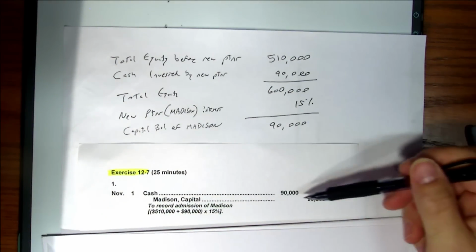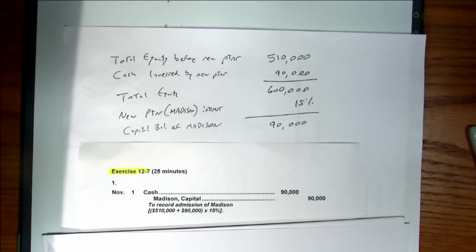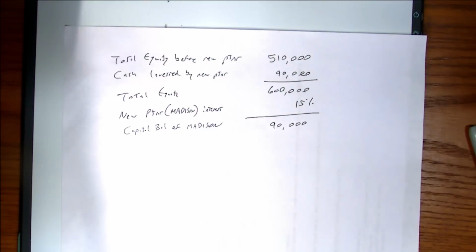We debit cash for 90,000, credit Madison Capital for 90,000. Do you agree? Yes. Okay. That one's pretty easy. Let's go to the next one. What if the cash invested is not 90,000, but is rather, how much?